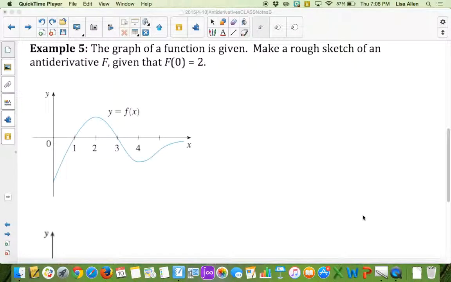Hey, and we're back on example 5. The graph of a function is given. Make a rough sketch of an antiderivative capital F given that capital F of 0 is equal to 2. You might read this and go, I have no idea what she's talking about.